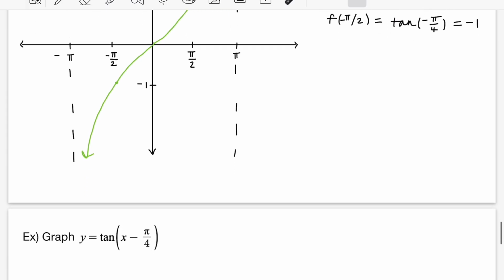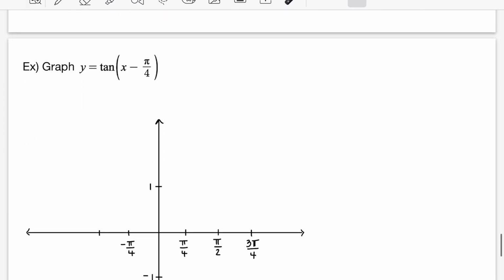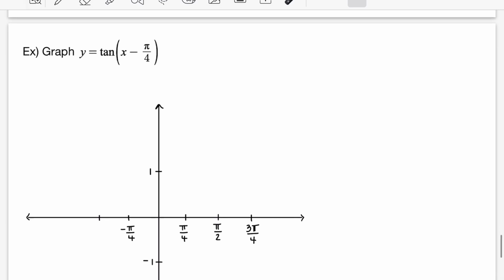Now, similar to what we saw in the last several sections, we can graph these trig functions using our vertical or horizontal shifts. In this case, for this example, we have y is equal to tangent of x minus pi over 4. In this case, our graph is going to be shifting pi over 4 units to the right. We have a phase shift here. Now in this case, b is going to be equal to 1. So this tells us our period is just going to be equal to pi.